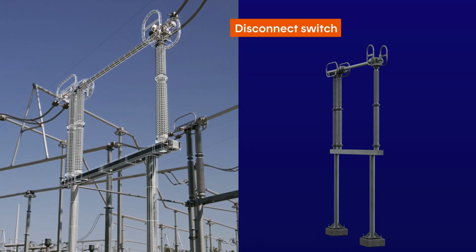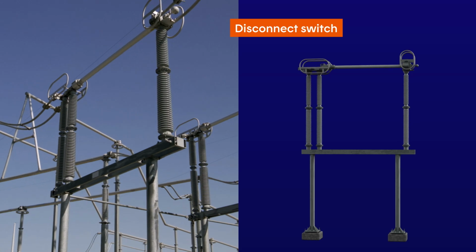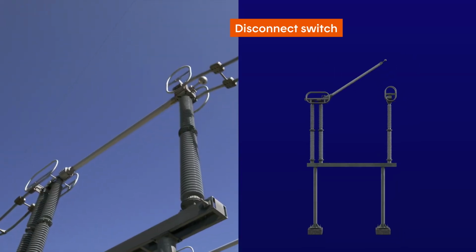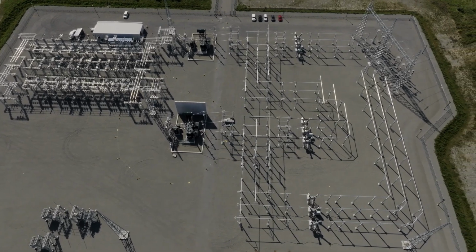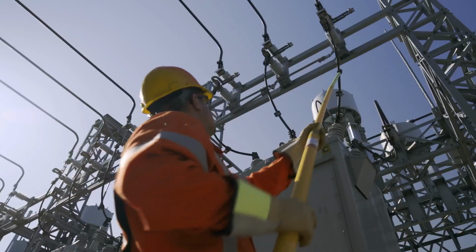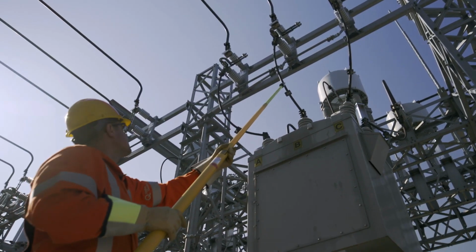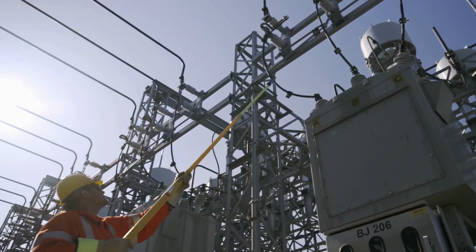The disconnect switch is a huge switch. It's easy to see if it's open or closed. It's used in different places to disconnect equipment from the grid or provide an alternative path for the electricity. The disconnect switch is essential to keep people safe.